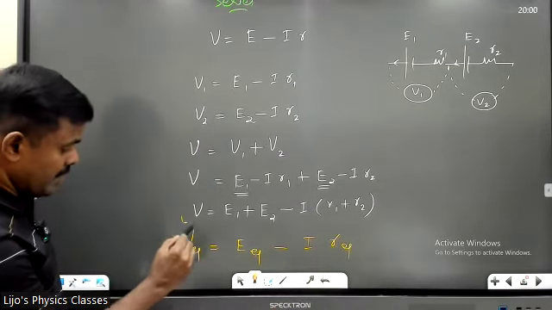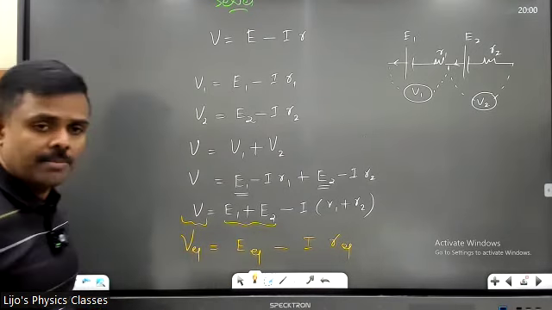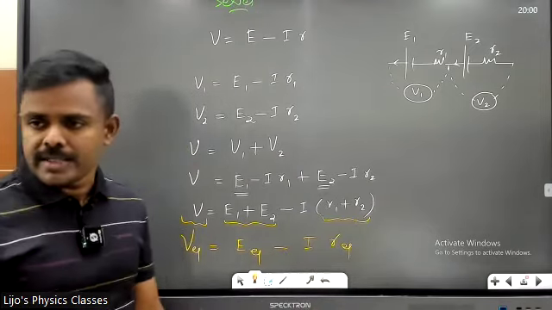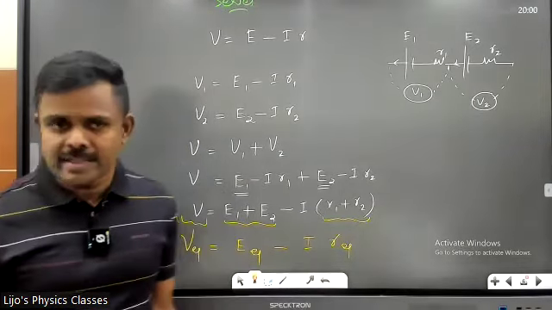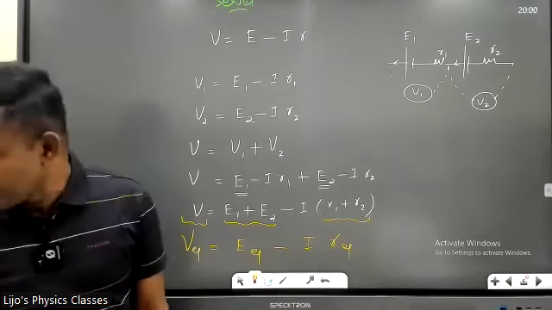What is in place of V equivalent? It is V. What is in place of E equivalent? E1 plus E2. What is in place of R equivalent? R1 plus R2. That's it. Understood? Direct and easy. Series combination is very, very easy. Let us do it together.